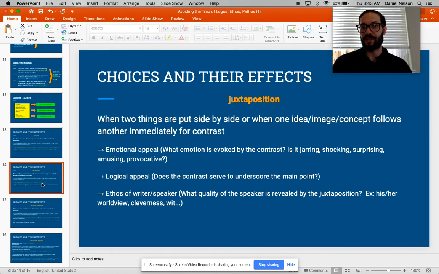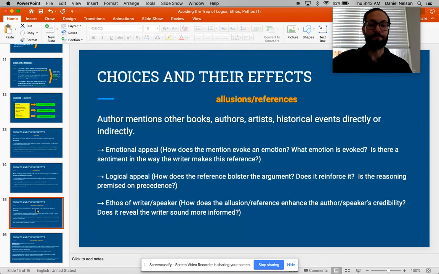There's a juxtaposition in the first two paragraphs of King's speech where he says the Bank of Justice, we've been promised something, but we know the Bank of Justice is not bankrupt. This appeal is an emotional appeal that wants us to feel something. He's making that juxtaposition choice, and the effect is pretty cool.